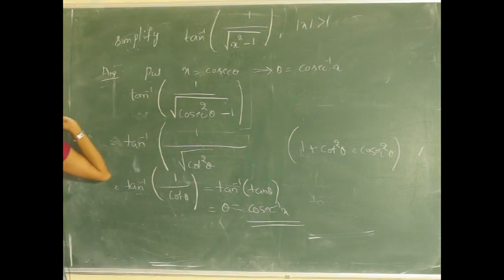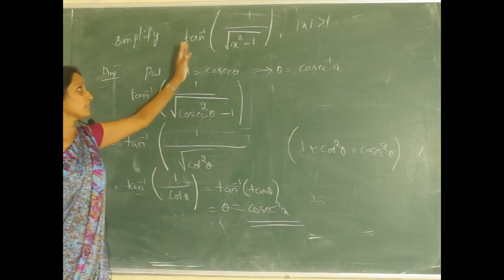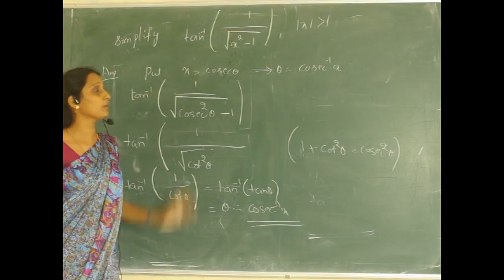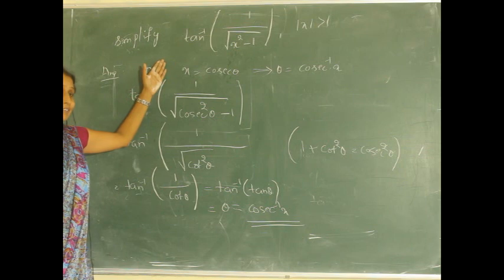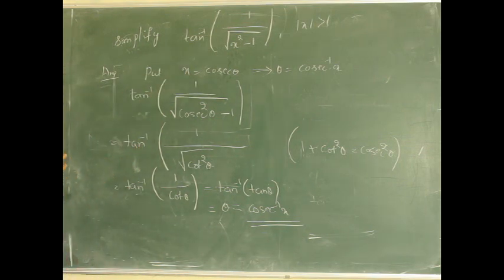Similarly, in the previous problem, cot inverse of 1 by root of x square minus 1, there also what you can do is, instead of taking secant theta, you can take cosec theta. So that also you can simplify.